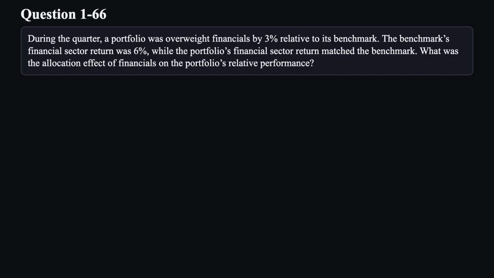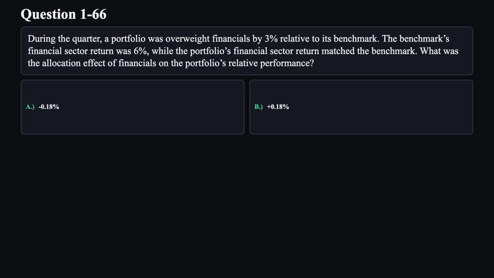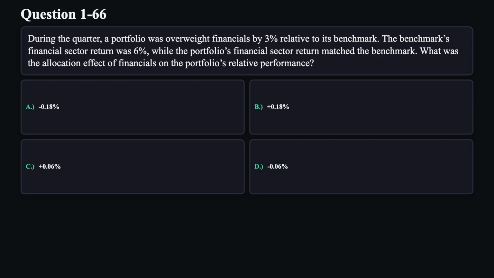Question 66. During the quarter, a portfolio was overweight financials by 3% relative to its benchmark. The benchmark's financial sector return was 6%, while the portfolio's financial sector return matched the benchmark. What was the allocation effect of financials on the portfolio's relative performance? A. Negative 0.18%. B. Positive 0.18%. C. Positive 0.06%. D. Negative 0.06%.